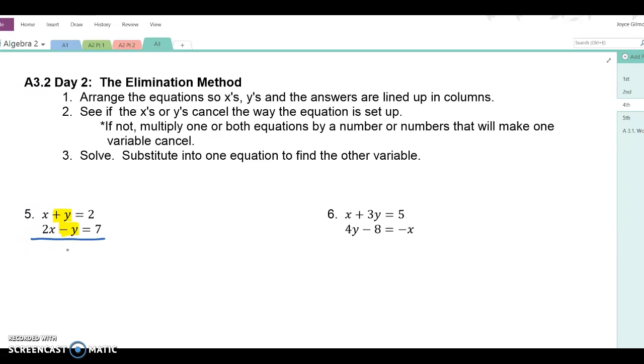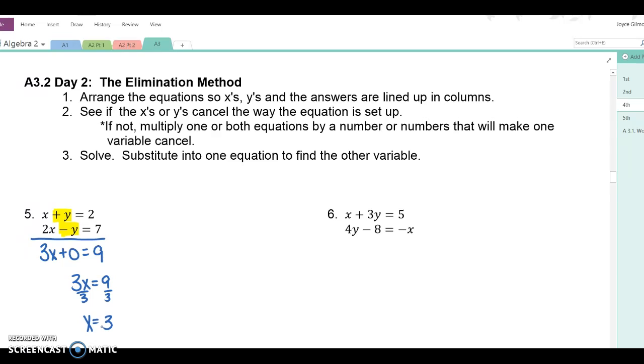So if we add these straight down vertically, x plus 2x is 3x. y plus negative y is 0. And 7 plus 2 is 9. By adding these two equations together and eliminating one of the variables, we now have an equation that we can solve. And usually it's an equation that we can solve fairly easily. So if 3x equals 9, that means that x equals 3.